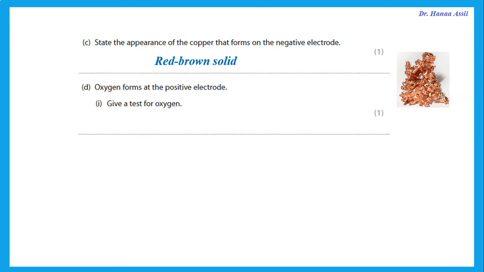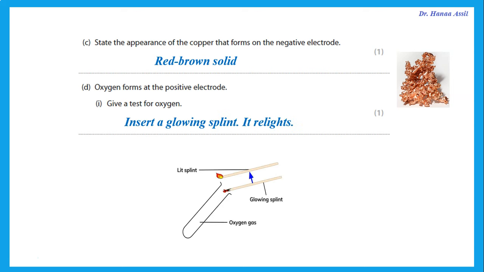Oxygen forms at the positive electrode. Give a test for oxygen. What is the test for oxygen? Insert a glowing splint, it relights.